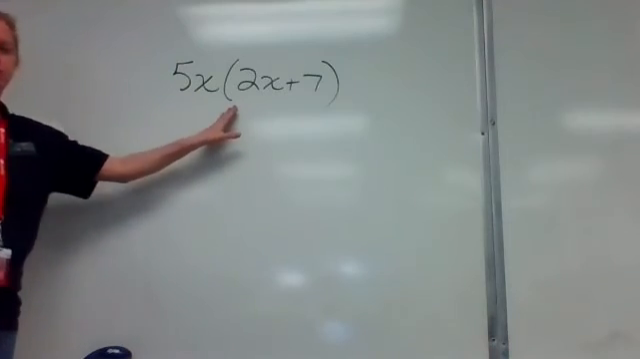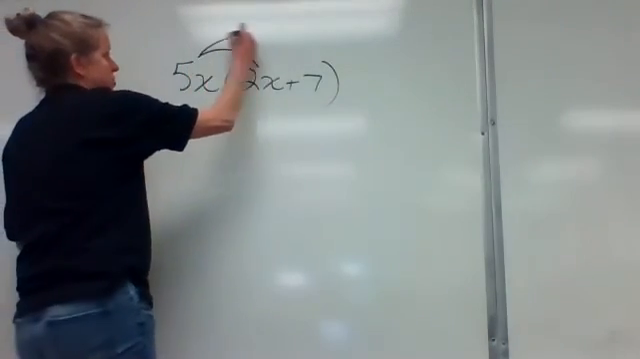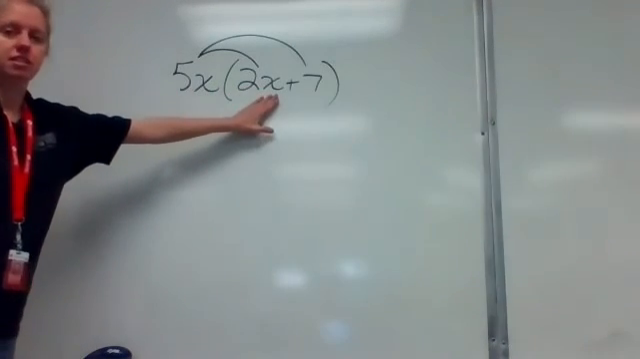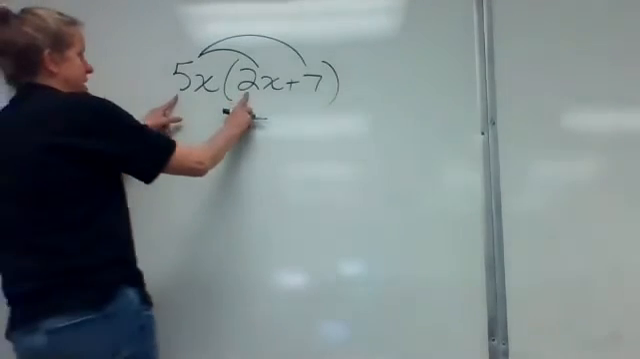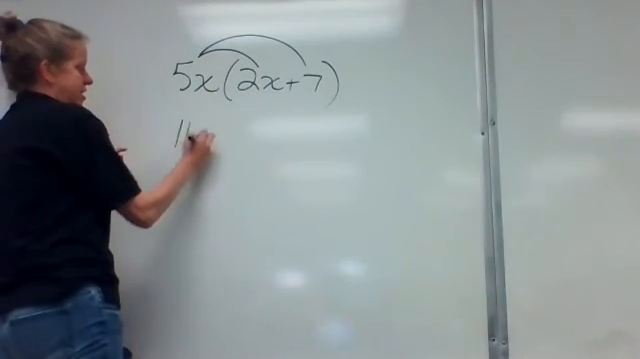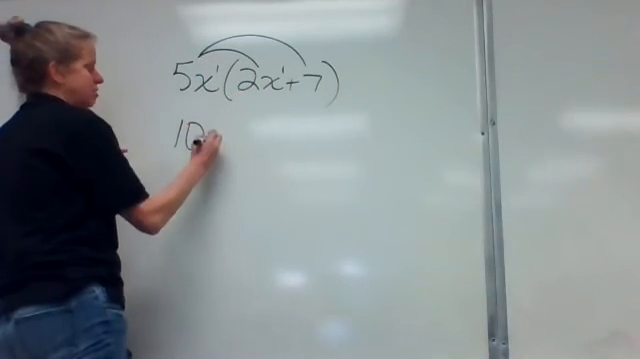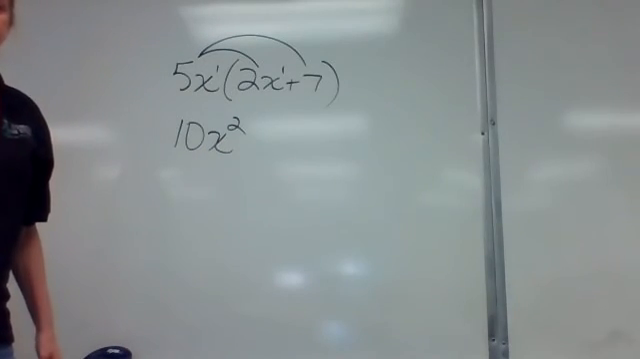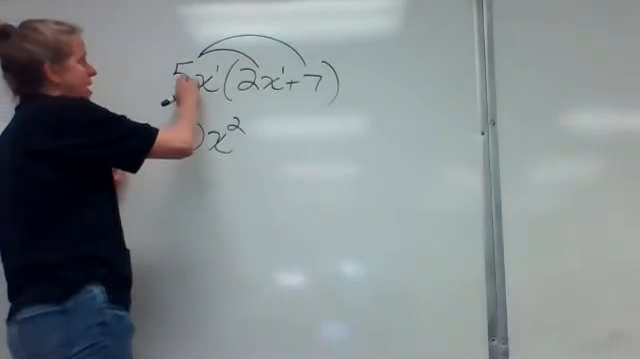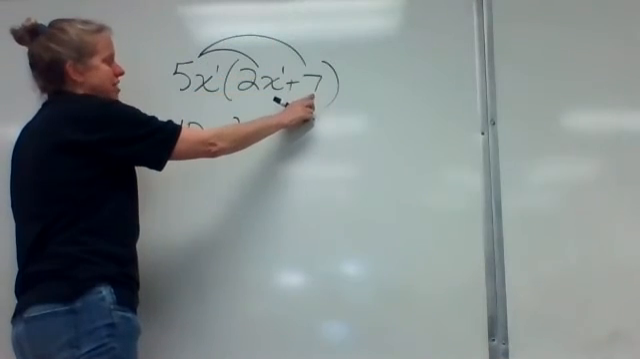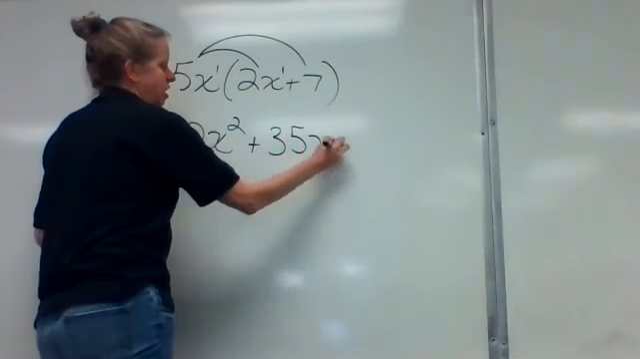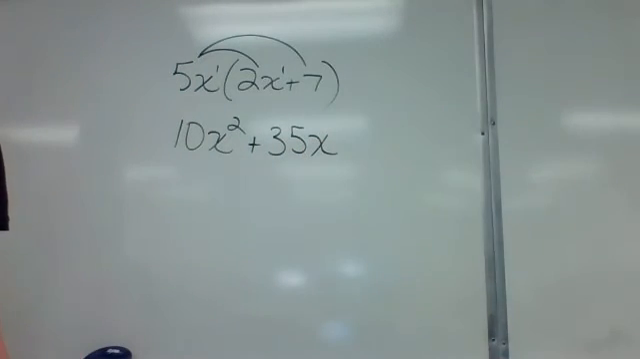So I'm going to distribute this 5x to both of those. So I've got 5x times 2x. So that's going to give me positive 10. So I have x. So if I add those exponents, I actually have x squared. And then I multiply the positive 5x times positive 7. So 5x times 7 gives me positive 35x.